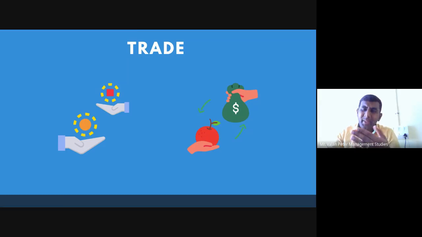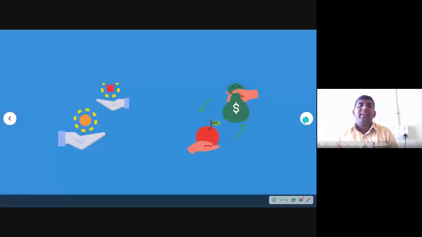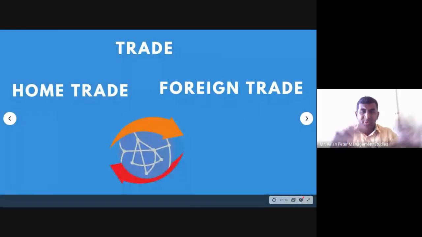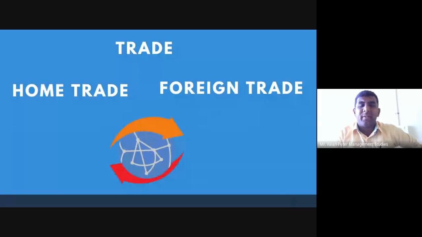Even in government outlets, like what is it? Ration Kadasal Mall, yeah. So the public distribution system, there also the trade happens. In banks, we do trade. In hotels, we do trade. Without trade, any business cannot function smoothly. That is very important. Okay, and we can classify trade into two different types: home trade and foreign trade.